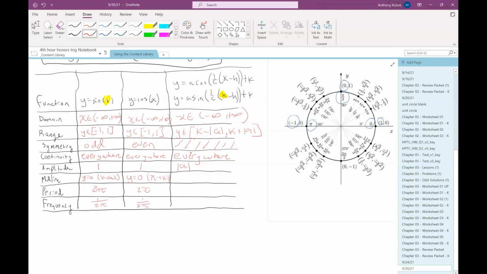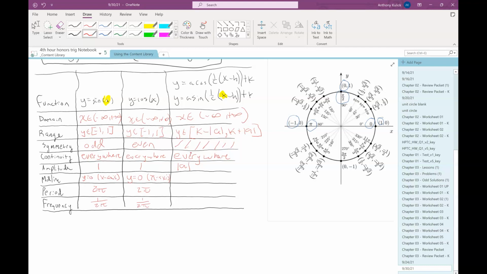Okay. Can a transformation change the midline? Yeah, for sure. Which one is going to change the midline? The vertical shift. So the vertical shift was controlled by K. Wait, yeah. K is the horizontal.